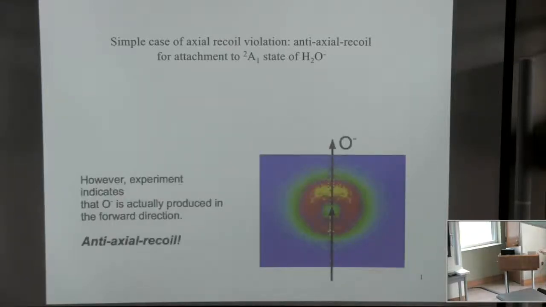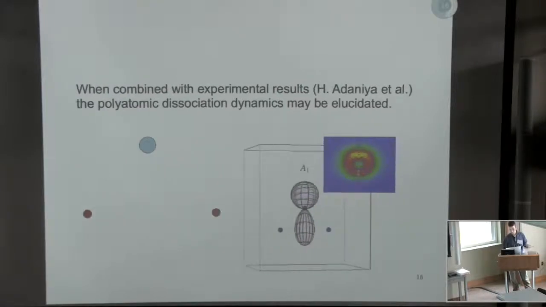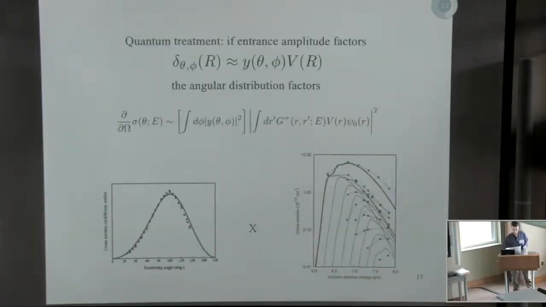However, that's not what the experiment observes. This is the experiment of Hidehito, Adamya, and the Harvard-Smithsonian Center at LBNL. The experiment shows that O- is produced actually in the forward direction. This leads to the conclusion that the breakup is actually anti-axial recoil. In other words, it goes like this. And so that shows that by comparing experiment to theory, we can make a conclusion about the polyatomic dissociation dynamics.